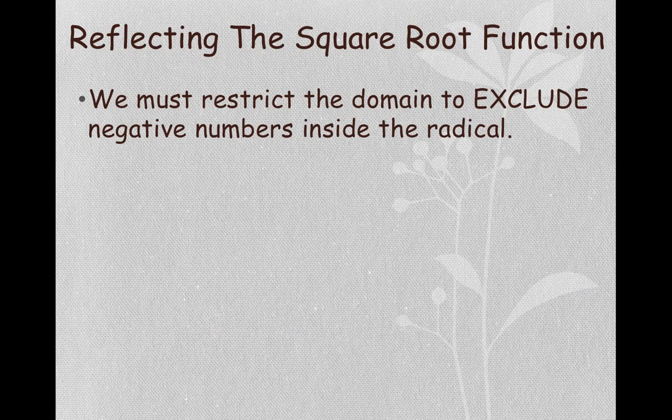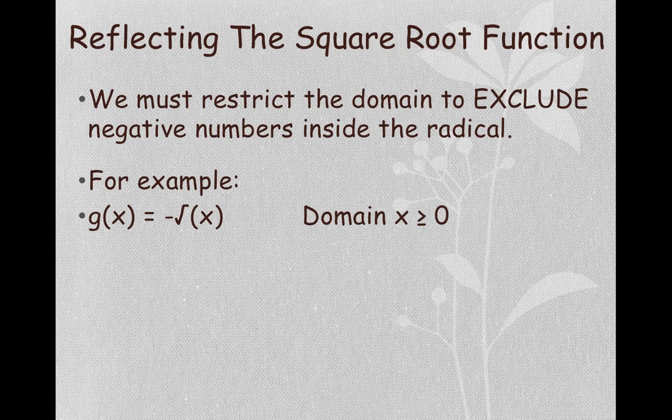Let's look at reflecting the square root function. We must restrict the domain to exclude negative numbers inside the radical. We cannot take the square root of a negative number. For example, if I have g of x equals the opposite of the square root of x, then the domain has to be all numbers that are greater than or equal to 0, because this x cannot be negative since we cannot take the square root of a negative number.